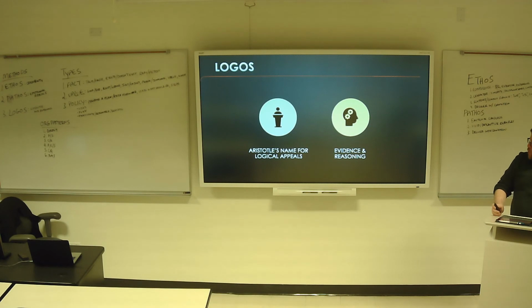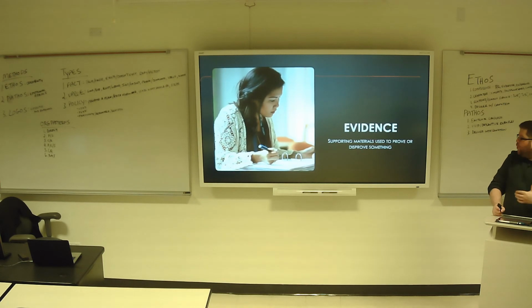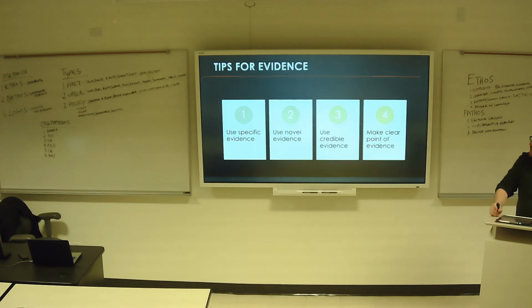Next, we have logos. So this is Aristotle's name for logical appeals. It's also the use of evidence and reasoning in a speech. Evidence are essentially the supporting materials that you use to prove or disprove something. And again, evidence consists of examples, statistics, testimony. It's these supporting materials that we learned to gather and collect using the library resources and the academic databases. We learned how to collect that data. We are continuing to do that in our persuasive speeches.